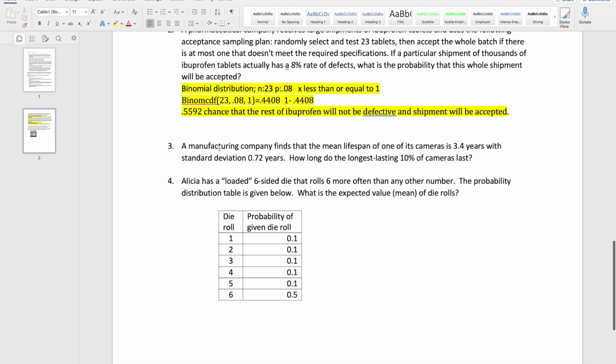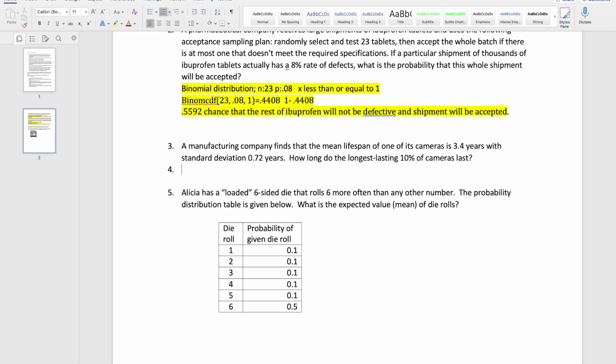Okay. A manufacturing company finds that the mean lifespan of one of its cameras is 3.4 years with a standard deviation of 0.72. How long does the longest lasting 10% of cameras last? Okay, so we're presented once again with a normal distribution, mean lifespan. So we're gonna use normal distribution.